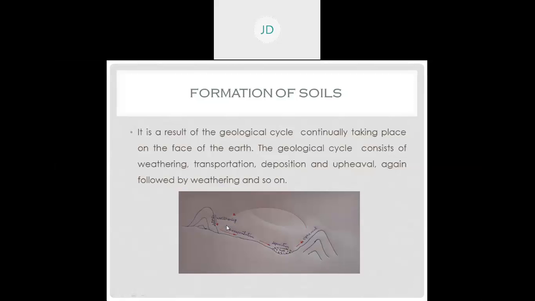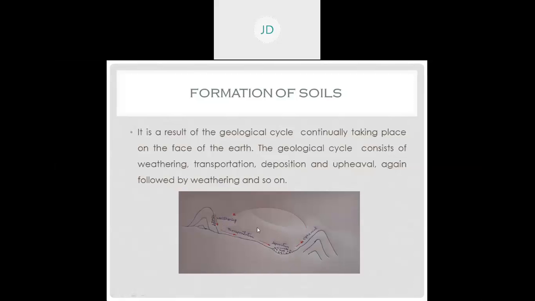And the second stage is what? The geological cycle consists of weathering, and the next stage is transportation. Some of the rock particles which are very fine and lighter may be transported from one place to another and deposited in a new place. And this is the third stage.